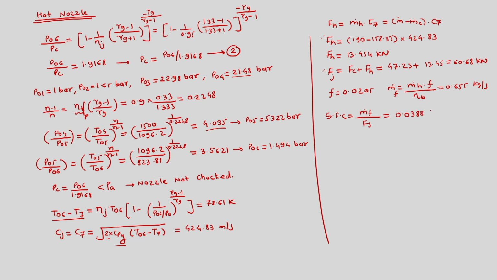and this turns out to be 0.0388 kg per hour Newton, where it is expected that we have taken m dot f in kg per second, thrust in Newton, and then we have multiplied by 3600 to get second converted into hour. So these are some practice examples, some more for our better understanding.